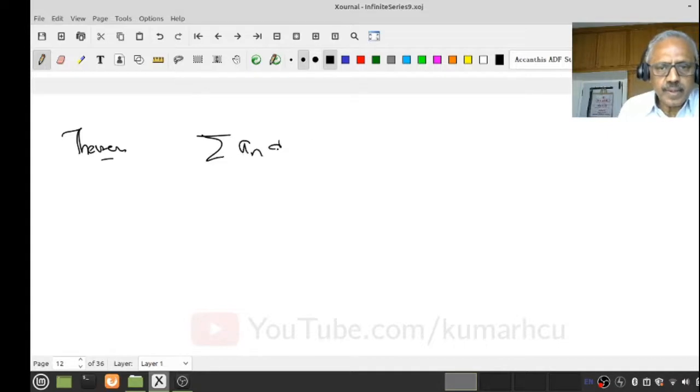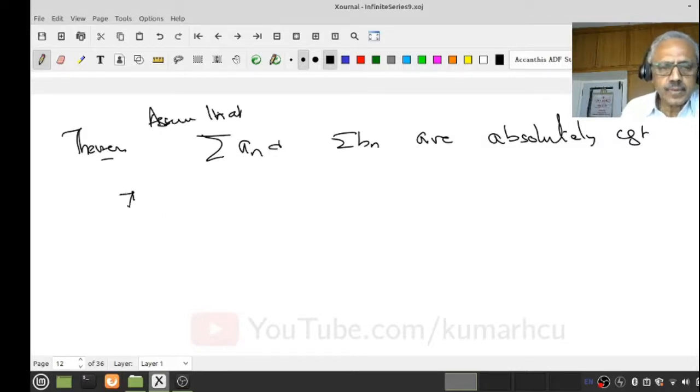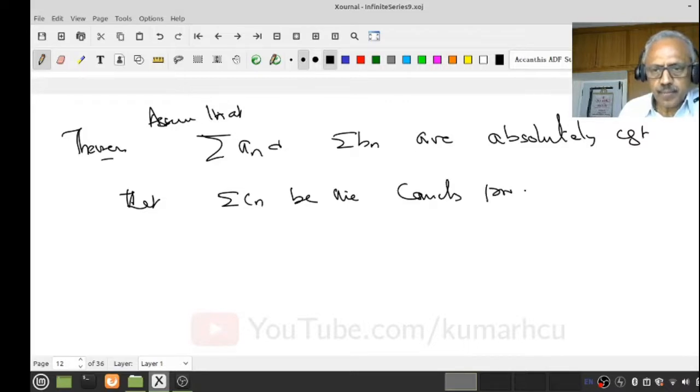Suppose summation an and summation bn are absolutely convergent. Let summation cn be the Cauchy product of summation an and summation bn. Notice that when I say these are absolutely convergent, what does it mean? The infinite series summation mod an is convergent and the infinite series summation mod bn is convergent.